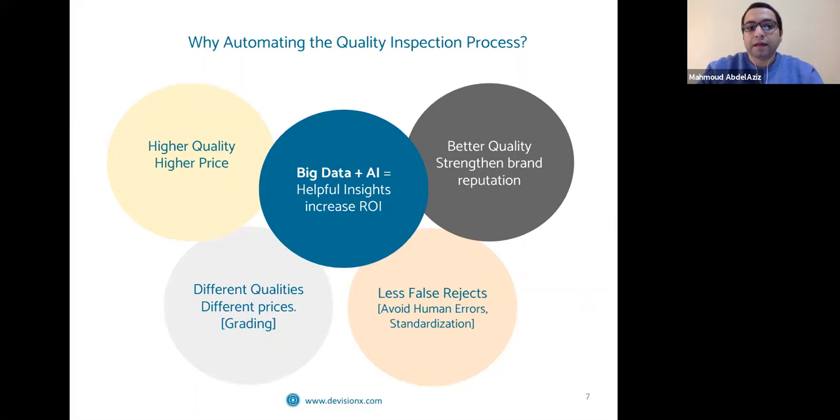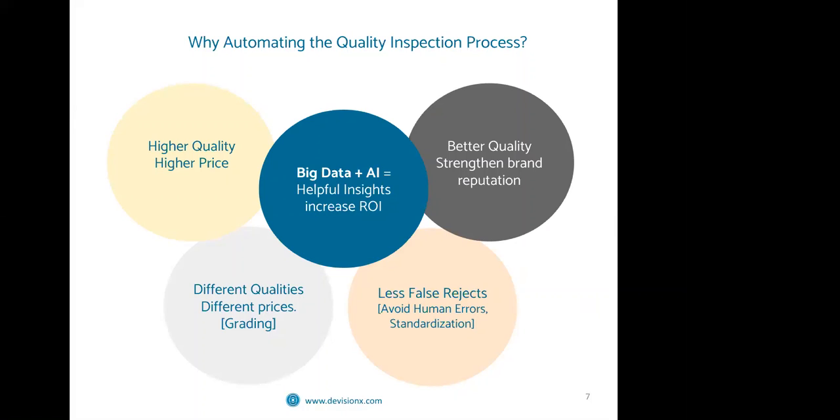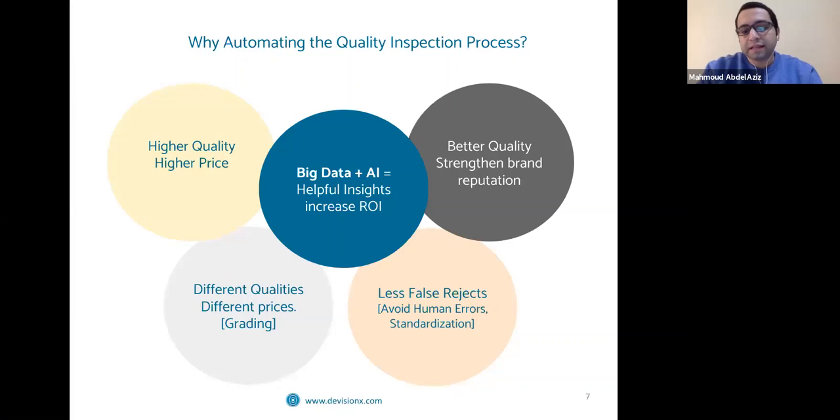If they have this type of system, with big data plus AI, they have helpful insights that increase the ROI. Also, they will have different gradings or different qualities, which mean different prices, and it will reduce the human factor error that results from using human inspection. So this is the mix of ROI and business benefits for the manufacturing enterprise.